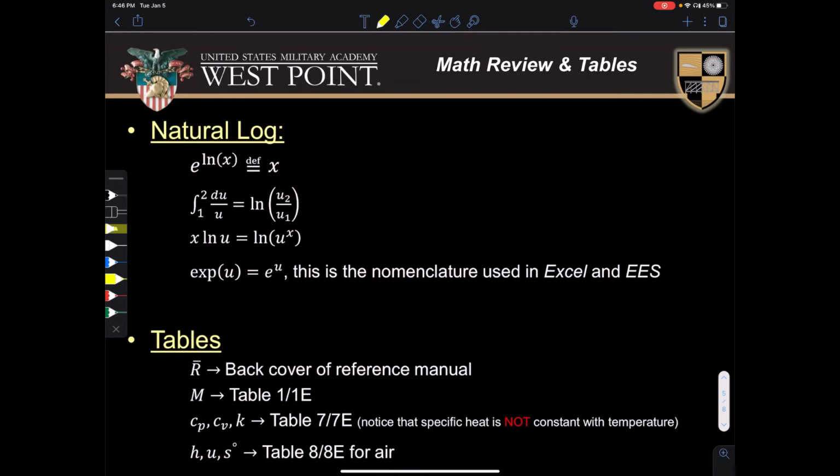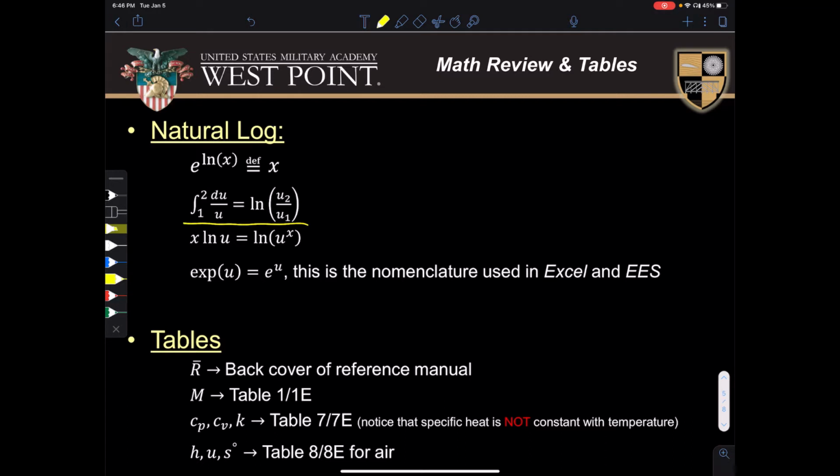Next, let's do a quick math review here. Specifically, let's look at some expressions of natural log and how we could use those. We'll be interested in our second one here, where we have our definite integral from state 1 to state 2. We could rewrite that, and that's simply equal to the natural log of, in this case, internal energy at state 2 divided by internal energy at state 1. That'll be important as you see in our derivations today.